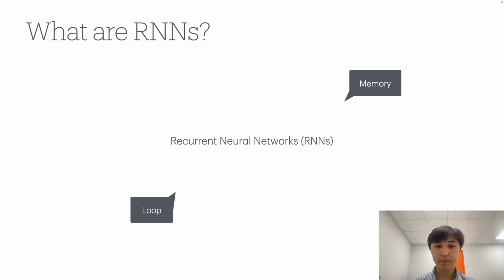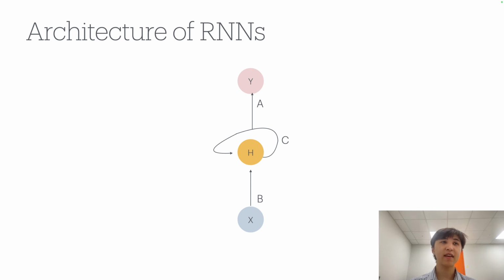So RNNs are a class of neural networks designed specifically for processing sequential data by maintaining a memory of previous inputs through internal state updates. So it has this memory abstraction, and it has the internal loop. Recurrent neural networks are a type of artificial neural network designed specifically for processing sequential data. Unlike traditional feed-forward neural networks, RNNs have a unique feature: they operate over time. So let's look at the architecture of RNN. RNNs are a little bit more complex than traditional feed-forward networks.